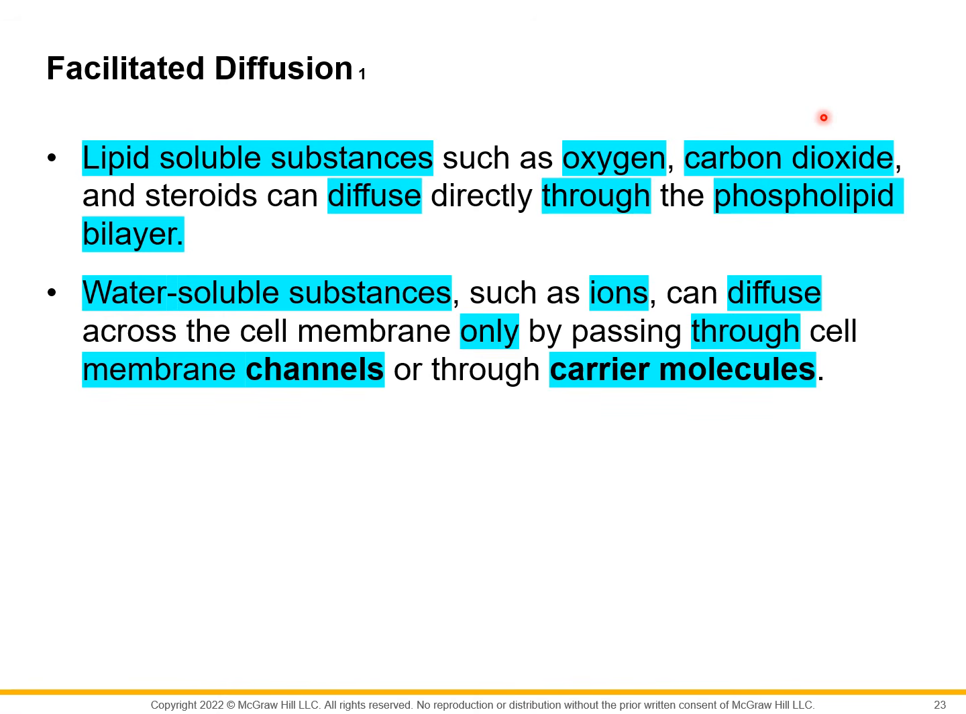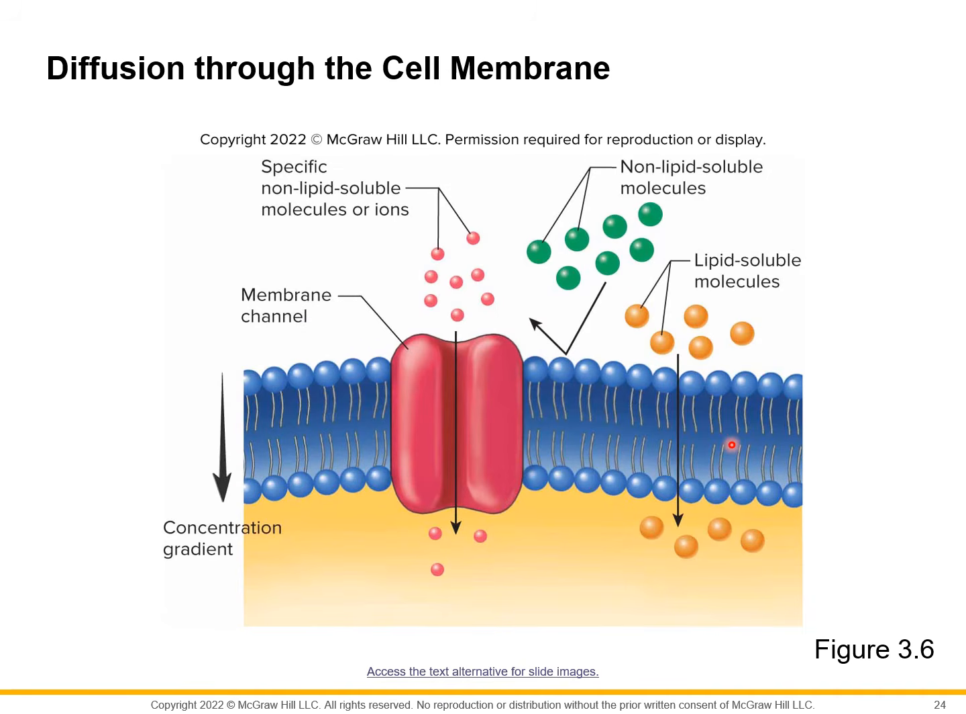But if a substance is water soluble, then they would have to go through a certain channel or a certain structure on the surface of the cell, or a molecule has to bring them to the inside of the cell. This illustration shows us how the different ways of diffusion could happen. So as we can see right here, lipid-soluble molecules could pass through easily without any problem.